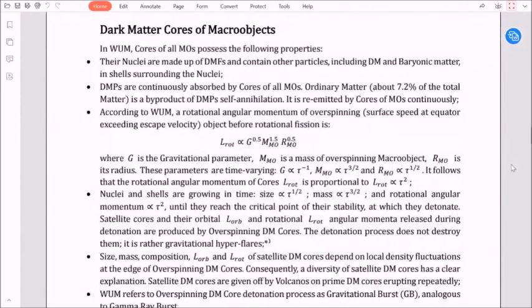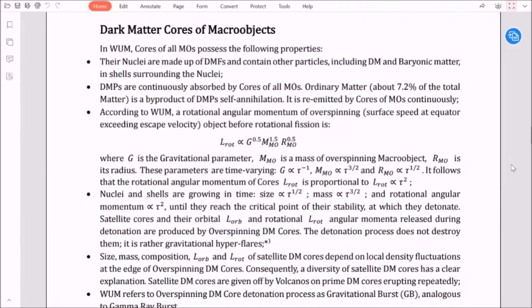Dark matter cores of macro objects. In WOM, cores of all macro objects possess the following properties. The nuclei are made up of dark matter fermions and contain other particles, including dark matter and baryonic matter, in shells surrounding the nuclei. Dark matter particles are continuously absorbed by cores of all macro objects. Ordinary matter, about 7.2% of the total matter, is a byproduct of dark matter particles' self-annihilation. It is re-emitted by cores of macro objects continuously.